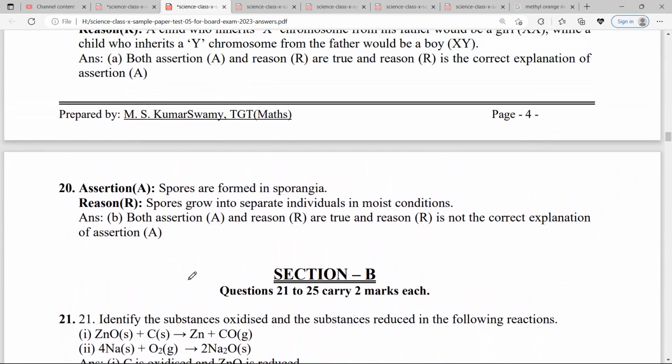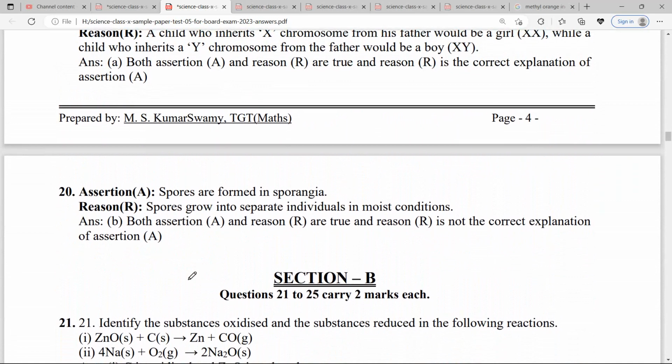Identify the substance oxidized and reduced in the following. Vishal, can you tell me? ZnO plus carbon gives Zn plus CO. Which is oxidized and which is reduced here? Oxidized means you just remember plus O2, oxygen should be combined. For example, if copper gets converted into CuO, oxygen has been added, so it is said to be oxidized. Now tell me which is oxidized here.